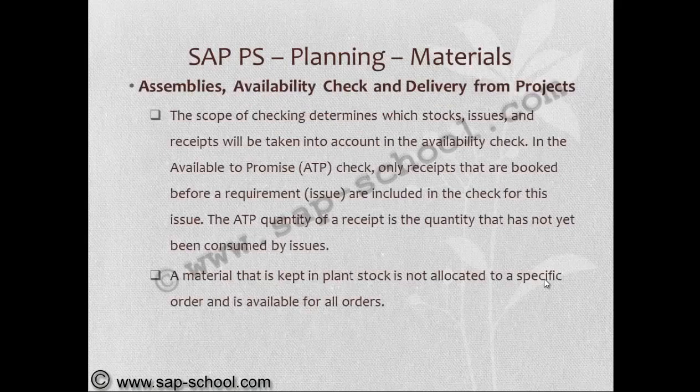The scope of checking determines which stocks, issues and receipts will be taken into account in the availability check. In the available to promise check, only receipts that are booked before a requisition are included in the check for this issue. The available to promise quantity of a receipt is the quantity that has not yet been consumed by issues. That means unrestricted stock. A material that is kept in plant stock is not allocated to a specific order and is available for all orders.